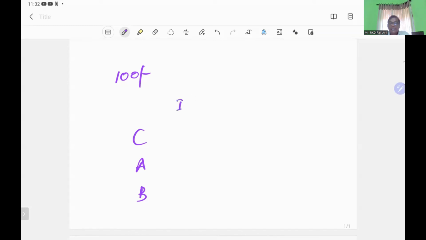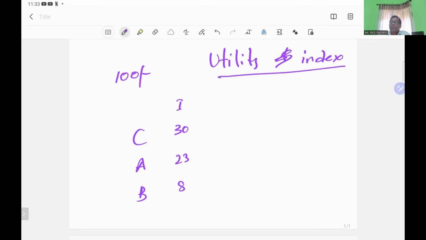One index. You prefer C, so you have to give the highest number to C. We will put 30. Next you prefer A to B, so you can put 23, then B 8. This is the utility index. You can use utility indexes, right?